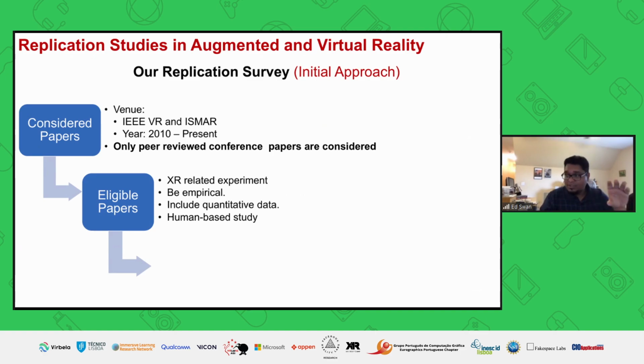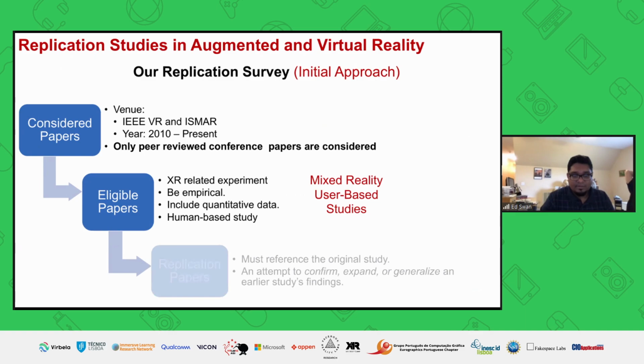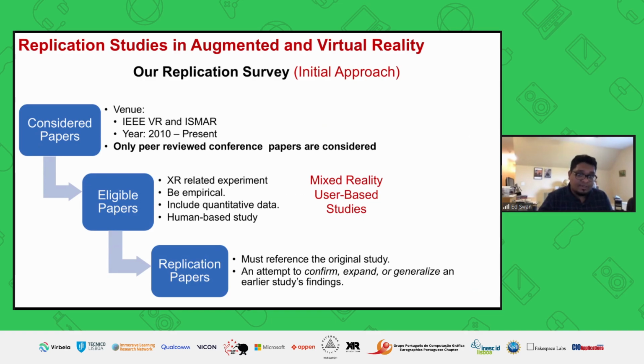So when we have the considered papers and then the eligible papers based on the eligibility criteria, this part gives us the mixed reality user-based studies. After that, our goal is to find the replication papers from that set of eligible papers, the set of mixed reality user-based studies. Following the trend of previous HCI papers, we explored that replication papers must reference the original study and should show an attempt to confirm, expand, or generalize the earlier study's findings. So that's the initial approach, theoretically how we can go.